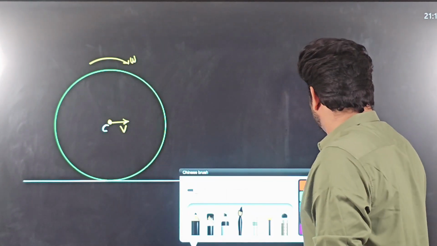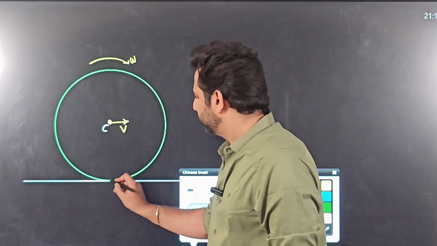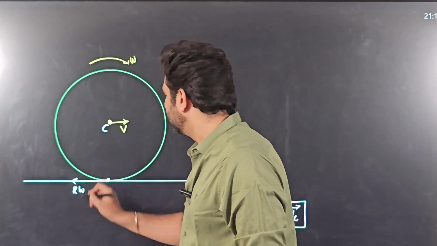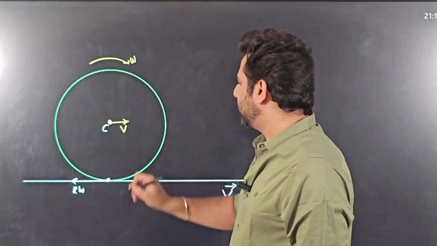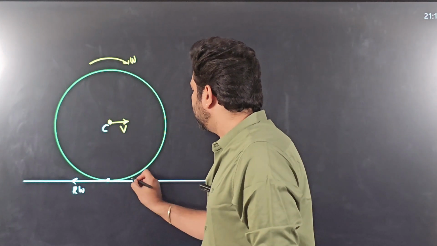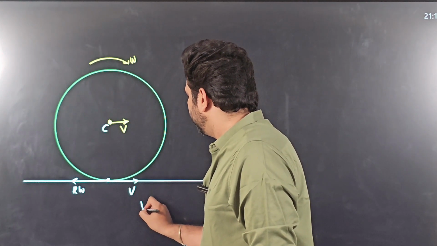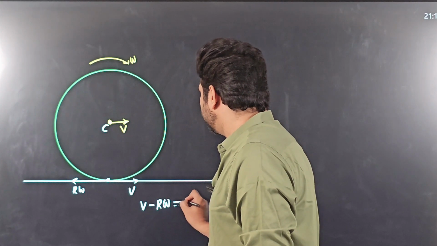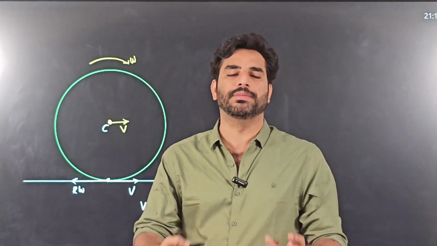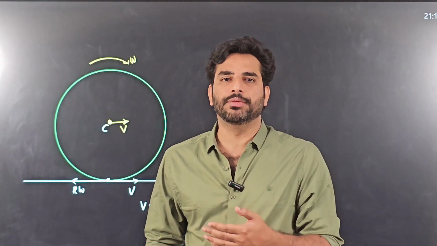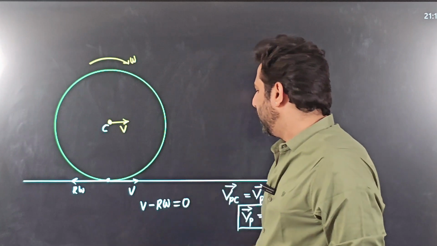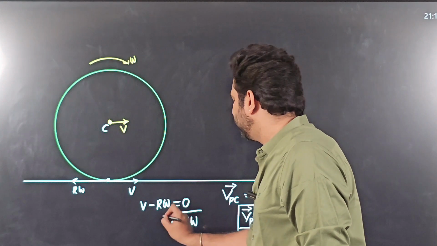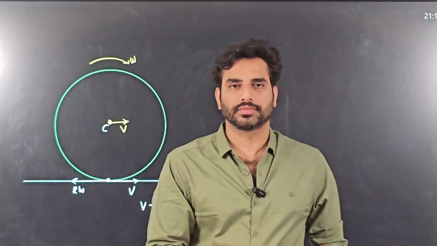So if you observe the bottommost point, with respect to the center it has a velocity of r omega towards the left, because the angular speed is in the clockwise direction, plus the velocity of the center, that is v. The velocity of the bottommost point is v minus r omega, as you can see. That must be equal to 0 because it is rolling without slipping. The point of contact is not slipping with respect to the ground, so the velocity of the point of contact must be 0. v equals r omega is the condition for no slipping in this case.